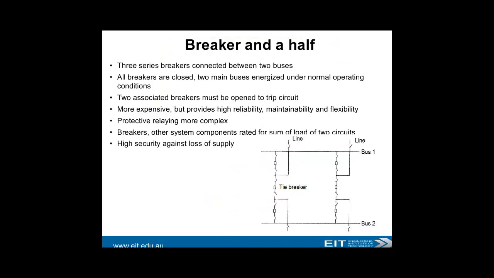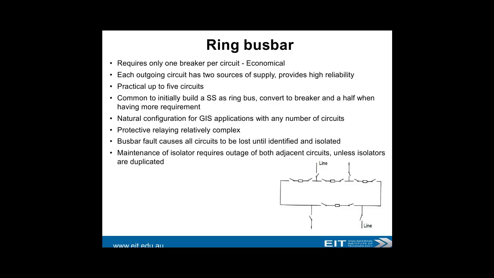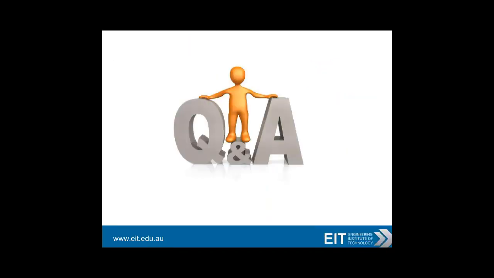Breaker and a half is the final solution there. And then the famous ring busbar, which is one breaker per circuit, as you can see. Ring, very good, high reliability, obviously quite appealing in an urban environment. Perhaps up to 5 circuits. Beyond that it becomes a bit more tricky with a ring busbar. Protection relaying is very complex, I must say. Something I look at with a bit of horror.